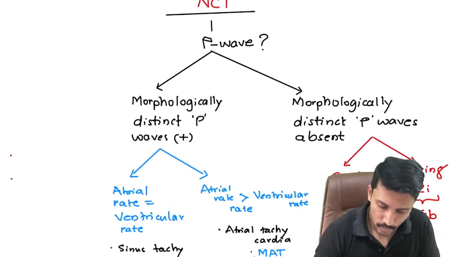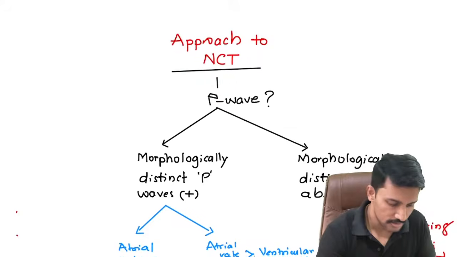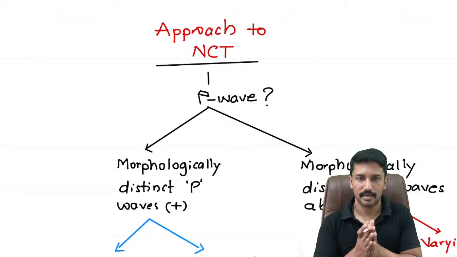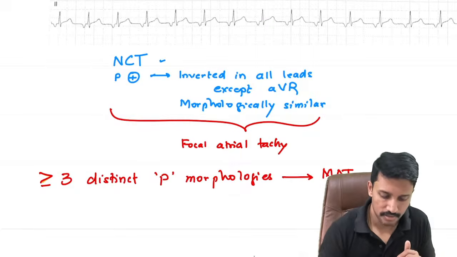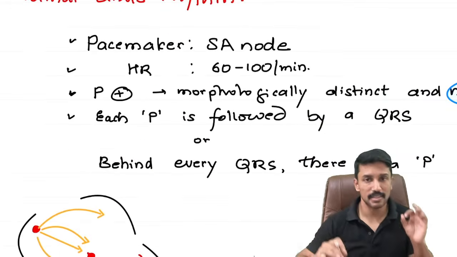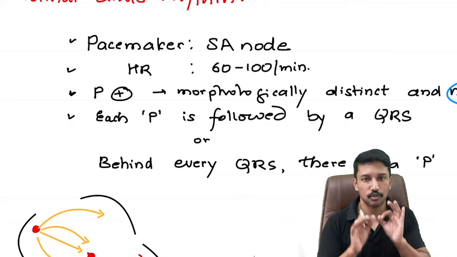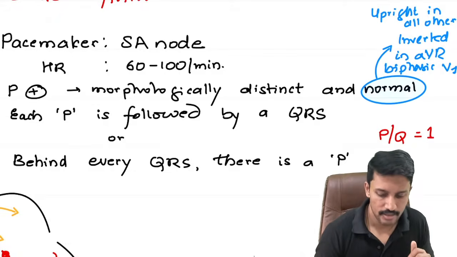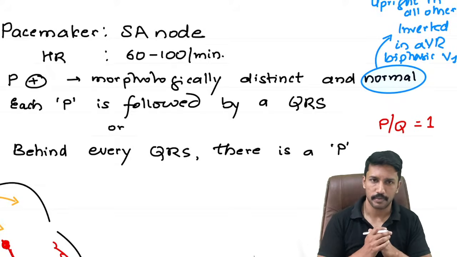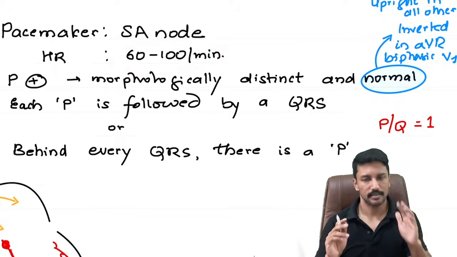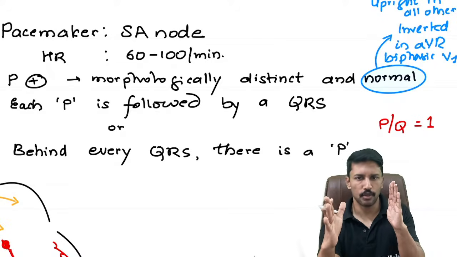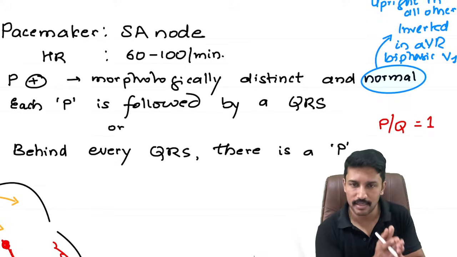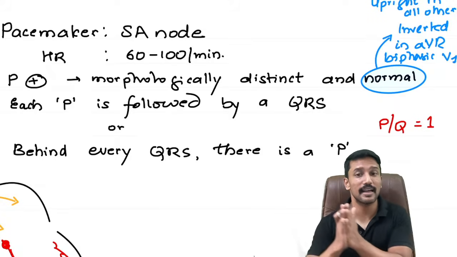Okay. Now we'll take a quick look at the algorithm one more time before we discuss the management of these arrhythmias. Whenever I have an ECG where I have to identify whether there is an arrhythmia or not, I have to remember what is normal sinus rhythm. To call it normal sinus rhythm, the SA node should be the pacemaker. That means P waves should be there, morphologically distinct and normal. A normal P is upright in all leads except aVR, and it can be biphasic in V1. Heart rate should be 60 to 100. Each P should have a following QRS, and behind each QRS there should be a P. When all these parameters are met, it is normal sinus rhythm. If these parameters are not met, it is an arrhythmia.